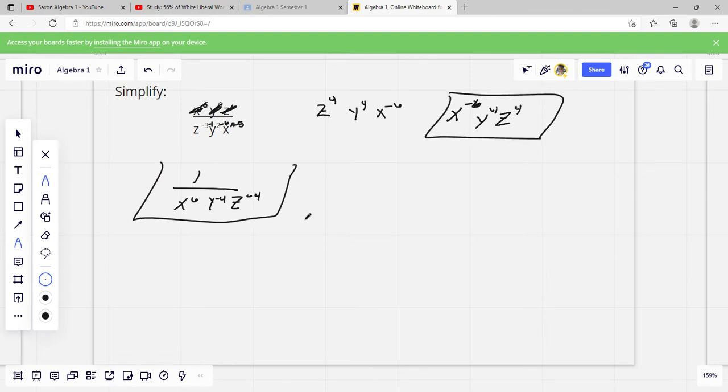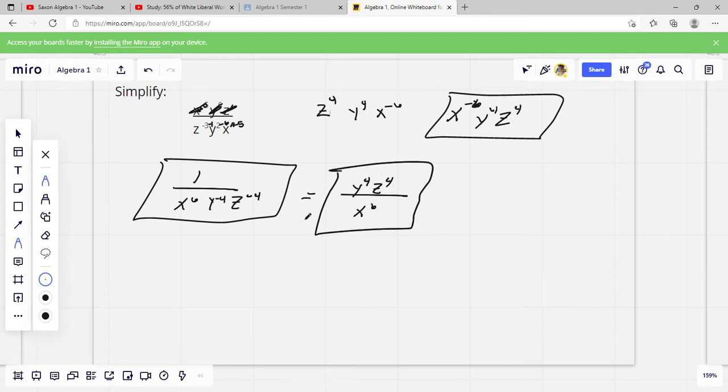Okay. There's another way that we could write it. We could write it with all of our exponents positive, right? So we would need to move these negative ones on the bottom up to the top. Or on this one, if we looked at it, we would need to move that x down to the bottom to get rid of that negative. So we would have x to the 6th on the bottom and y to the 4th, z to the 4th on the top. That is also correct. It means the exact same thing.